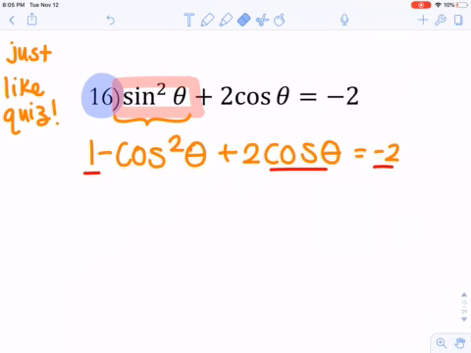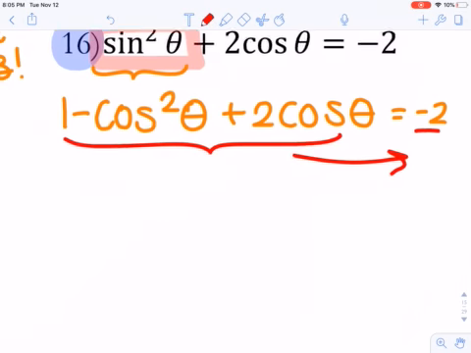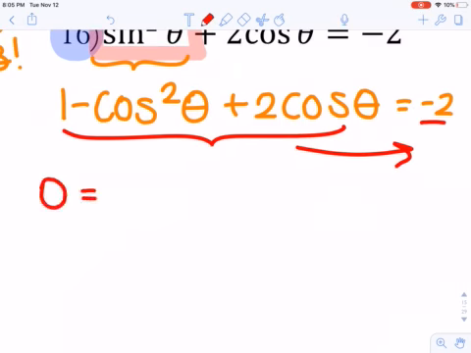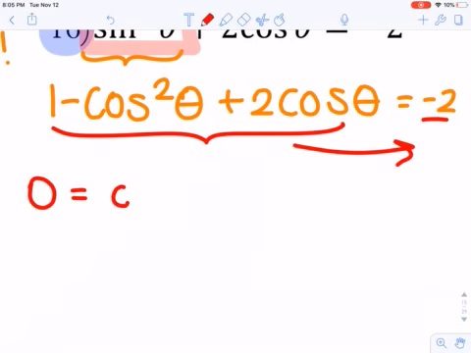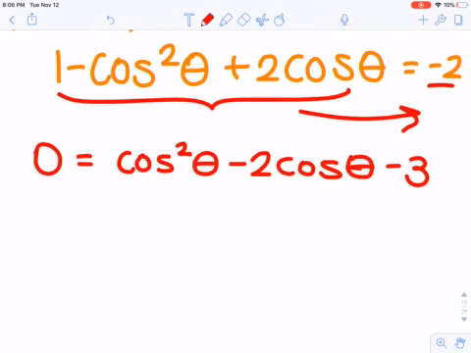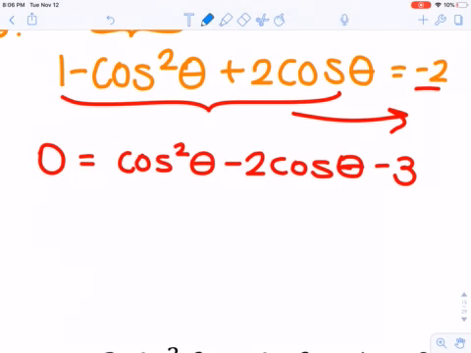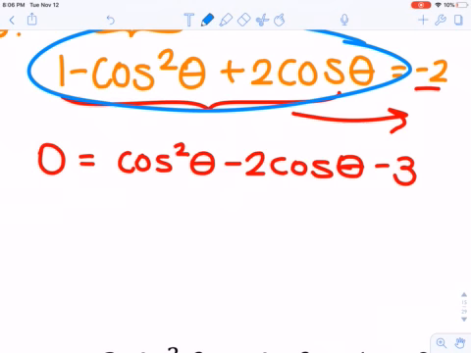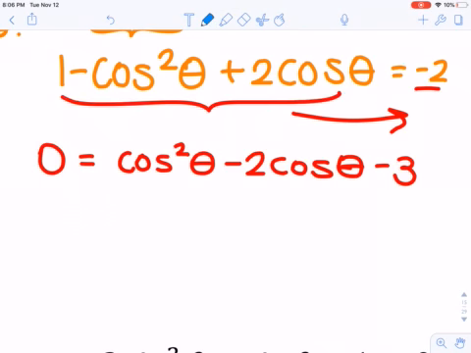Since this cosine squared is negative, it's kind of weird, but I'm going to move all of this over to this side. So I get 0 equals. When I add over the cosine squared, it's going to become positive. I will subtract over the 2 cosine theta. And then I'm going to subtract over this 1, which is going to combine with the negative 2. So that's going to give me a minus 3. Hopefully that wasn't too much of a shortcut for you guys. I just moved all of this over to the right. Okay, here we go.